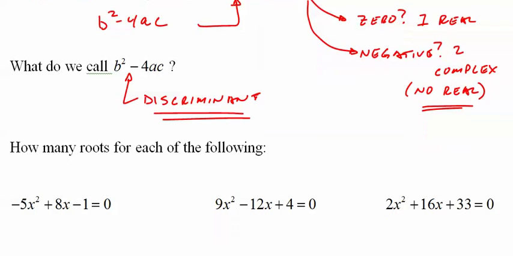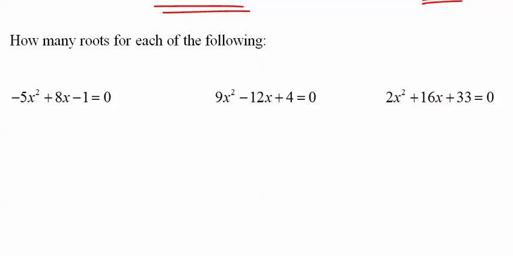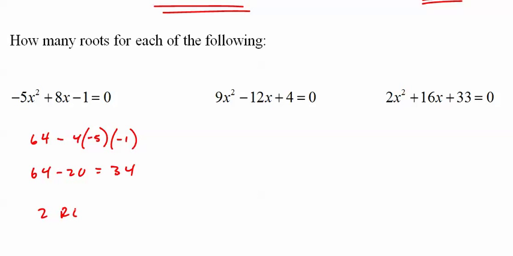So sometimes they can ask questions like this. I really won't. How many roots for each of the following? In which case we just go straight to the discriminant. 64 minus 4 times negative 5 times negative 1. 64 minus 20. 34. 2 real roots.